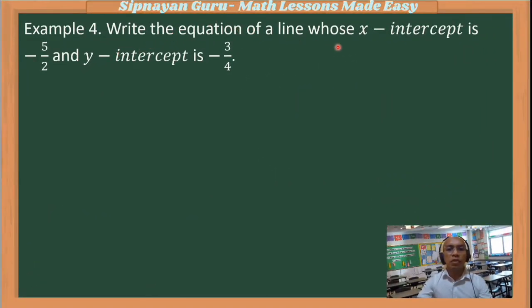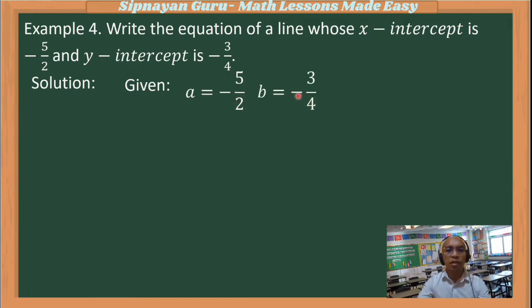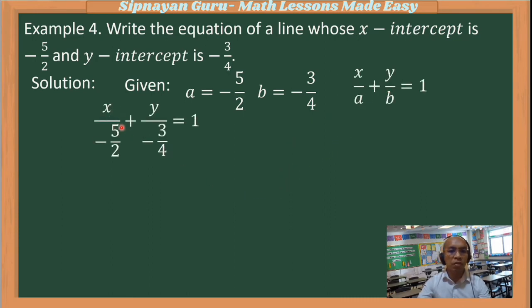Example number 4, write the equation of the line whose x-intercept is negative 5 over 2 and the y-intercept is negative 3 over 4. So our a is negative 5 over 2, the x-intercept. The y-intercept is negative 3 over 4. Substitute to this formula. So this is x over negative 5 over 2 plus y over negative 3 over 4 is equal to 1. So numerator times the reciprocal of the denominator. So this is x times the reciprocal of negative 5 over 2. So that is negative 2 over 5 plus y times the reciprocal of negative 3 over 4. So that is negative 4 over 3 is equal to 1.